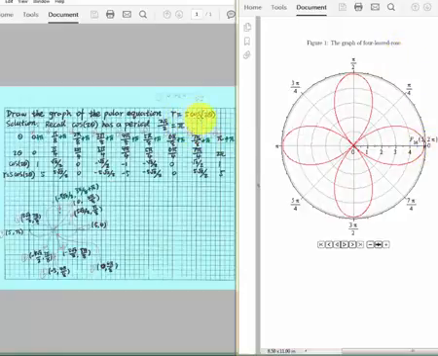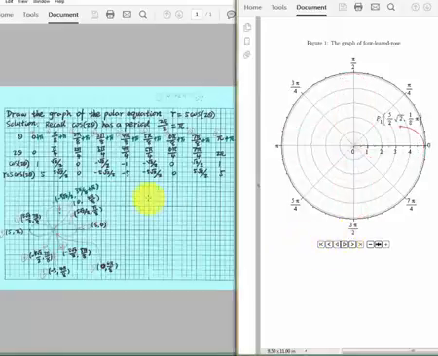So the polar equation is actually very powerful here to describe the natural world in a very simple way. So it's actually very useful. In order to draw this picture, we need to find out points. Once we get all the points, we can connect them, and then we'll get the graph.